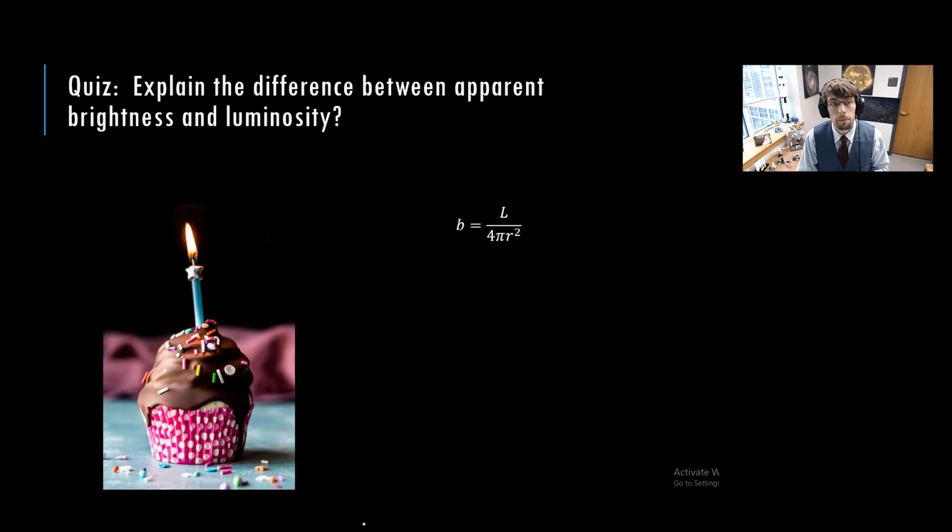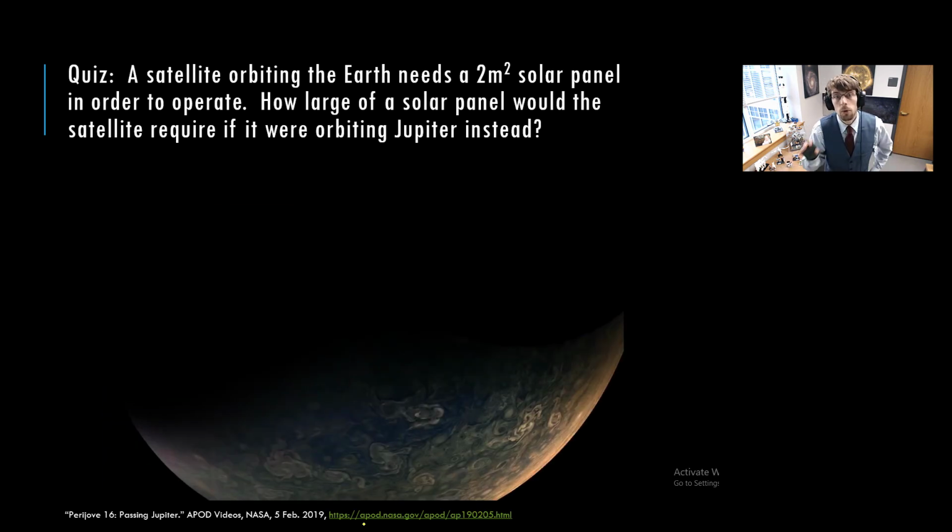Let me give you an example. For example, a satellite orbiting the Earth needs 2 square meters of solar panel in order to operate. I'm just estimating. How large does a solar panel need to be if we had this satellite out at Jupiter instead? Go ahead, take a minute, see if you can come up with it. Oh, and incidentally, Jupiter is at 5 astronomical units. You got it?